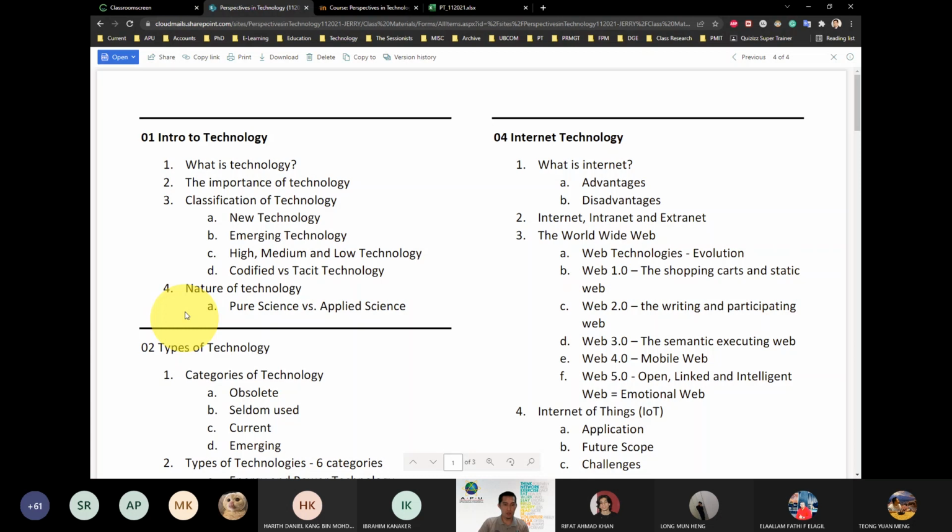And towards the end, we covered in terms of what is the nature of technology. And there is always the discussion, or rather the debate across these 2 areas, which is pure science versus applied science, right? What's the difference? What they are for? What are they motivated by? What is the level of application that is involved? So overall, this is introduction to technology, right?